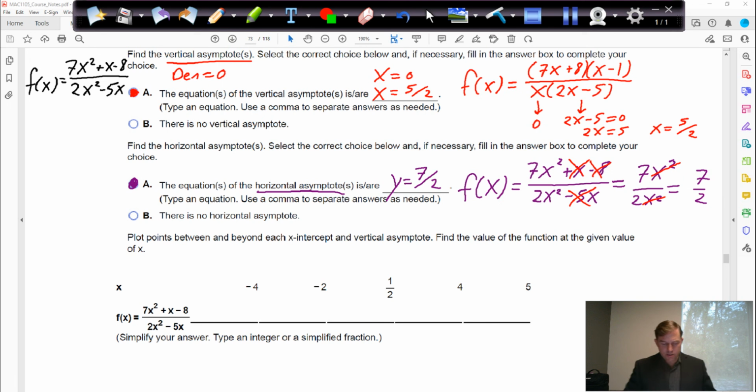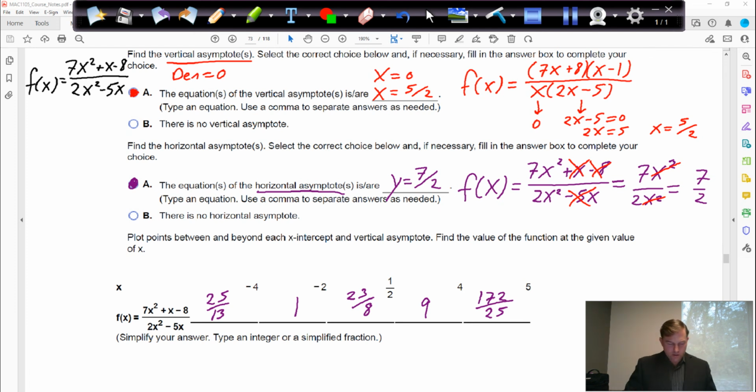Okay, then it's going to have us plug in these numbers down here. If you plug these in, you will get 25/13, which is just shy of 2. At negative 2, you'll get positive 1. At 1/2, you'll get 23 over 8, which is just shy of 3. At 4 you'll get 9, and at 5 you'll get 172 over 25, which is just shy of 7.